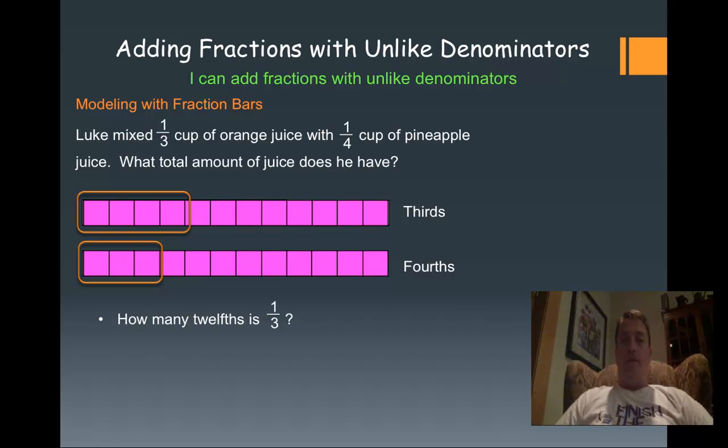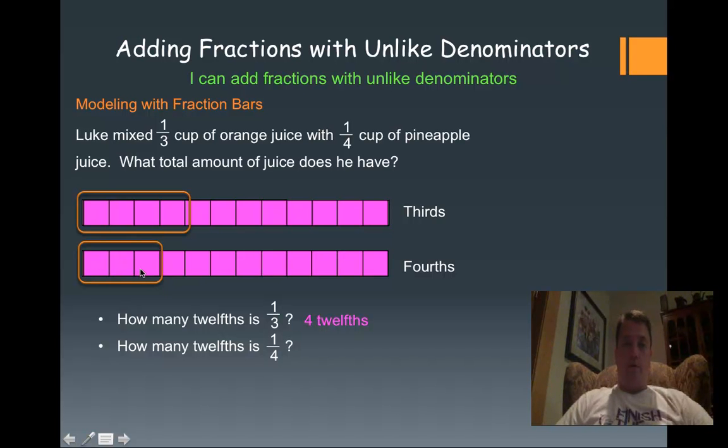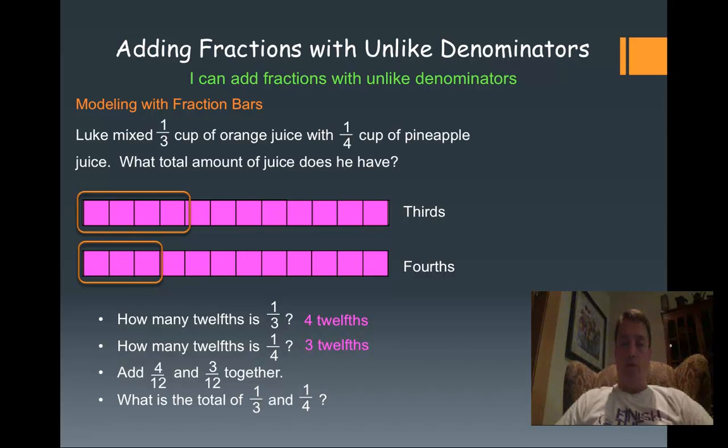Now, how many twelfths is 1/3? Well, let's go back up to our thirds bar. How many twelfths are in here? Well, there are 4. How many are in 1/4? Well, there are 3 twelfths in 1/4. So if I add 4 twelfths and 3 twelfths together, 4 plus 3 is 7, so that's going to give me 7 twelfths. So if I think about my original equation, what is the total of 1/3 and 1/4? Well, after I come up with a common denominator of 12, it's 7 twelfths. So Luke has 7 twelfths of a cup of juice.